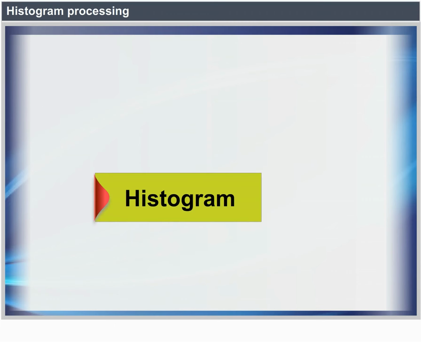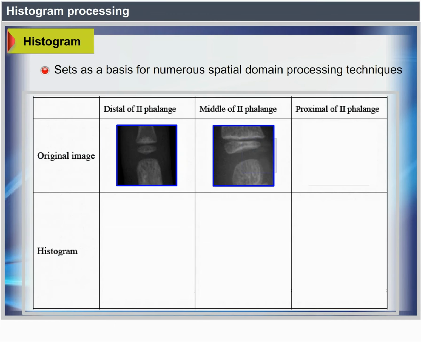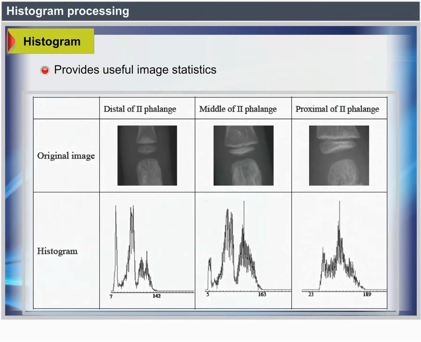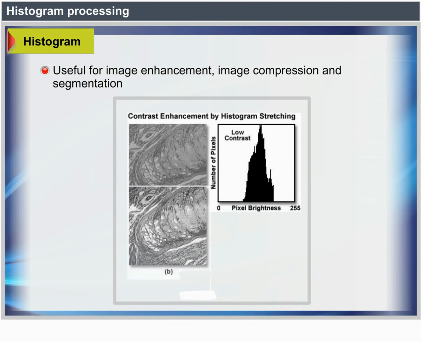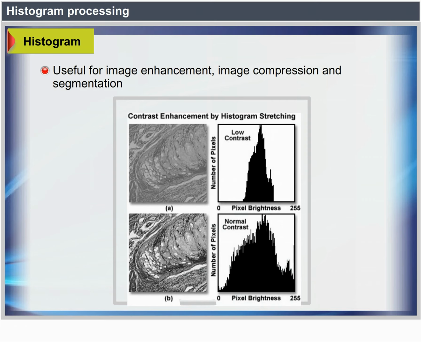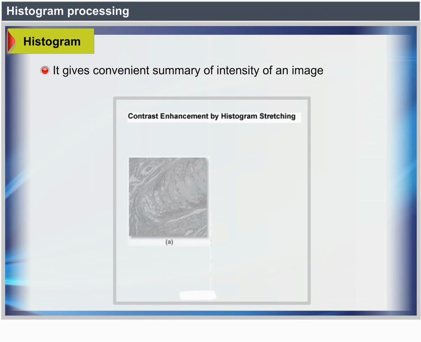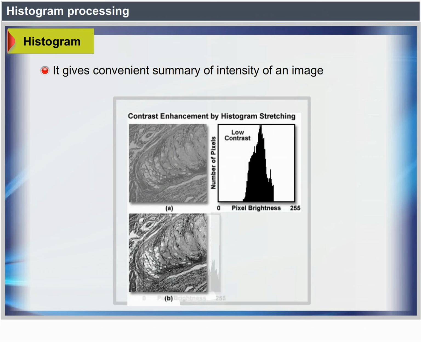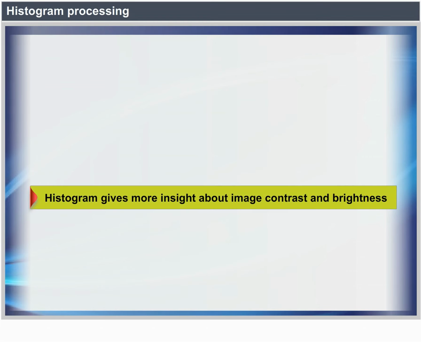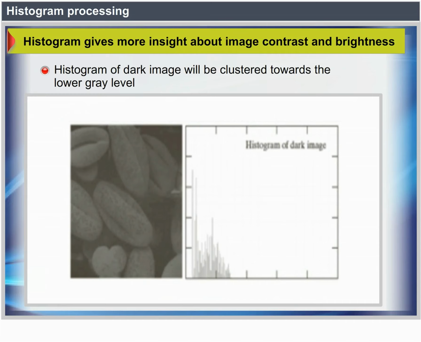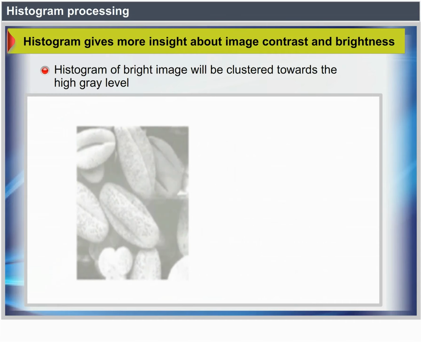Histogram of dark image will be clustered towards a lower gray level. Histogram of bright image will be clustered towards a high gray level. In the low contrast image, the histogram will not spread equally, that is, histogram will be narrow. In the high contrast image, the histogram will have an equal spread in gray level. Image brightness may be improved by modification of histogram range, h of rk or p of rk. 4 basic image types: dark, light, low contrast, high contrast, and the corresponding histogram.